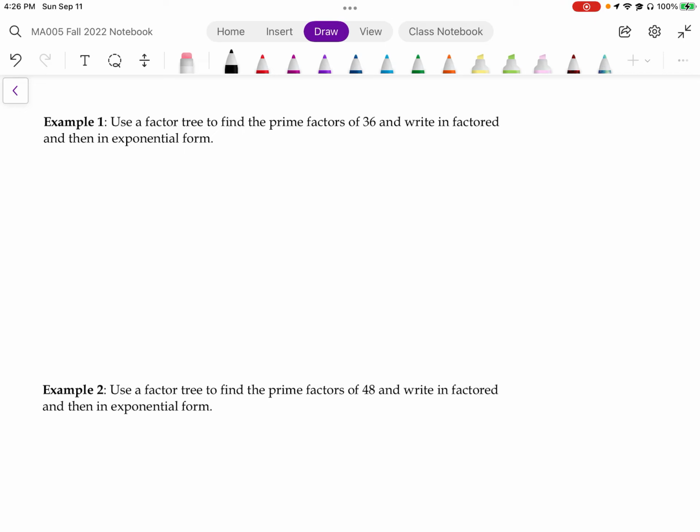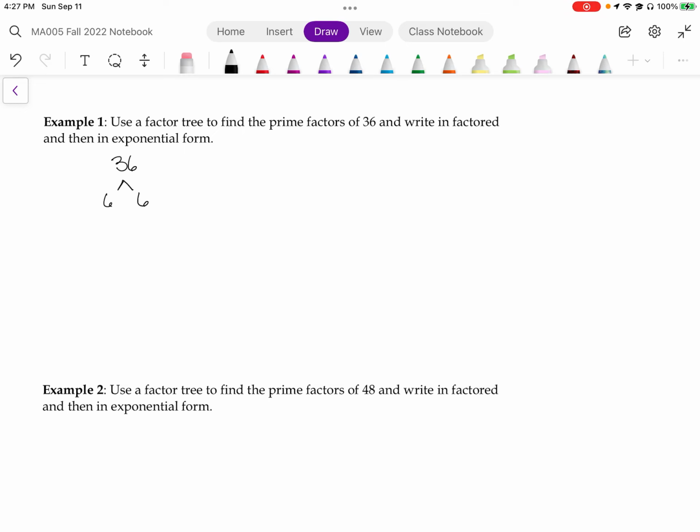So what you want to do first is write down the number, and then we're going to make a tree. So we're going to go like this, and we're going to say what 2 things multiply to make 36. Well, there's lots of things. There's 2 and 18, there's 6 and 6, there's 4 and 9. It doesn't really matter because in the end we're going to get the same answer. So I'm going to do 6 and 6 because that's the first one that popped into my head. Okay, I'll show you 2 different ways here.